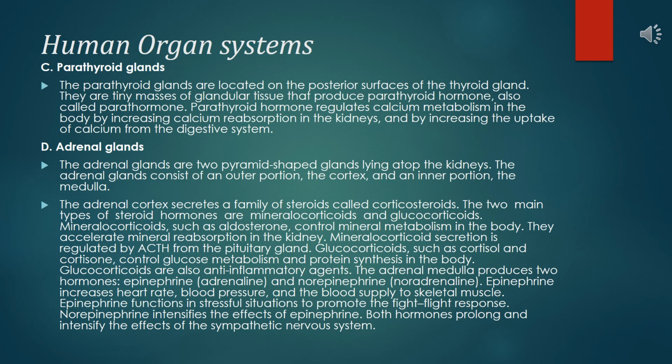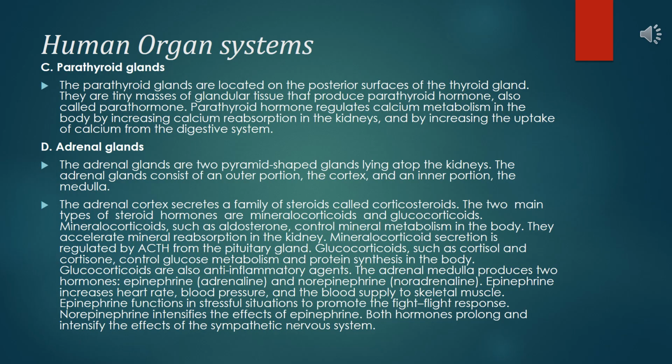C. Parathyroid glands. The parathyroid glands are located on the posterior surfaces of the thyroid gland. They are tiny masses of glandular tissue that produce parathyroid hormone, also called parathormone. Parathyroid hormone regulates calcium metabolism in the body by increasing calcium reabsorption in the kidneys and by increasing the uptake of calcium from the digestive system.